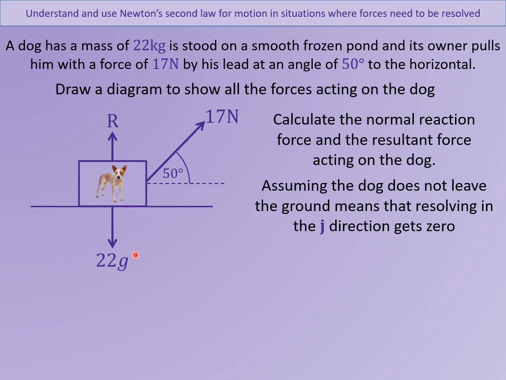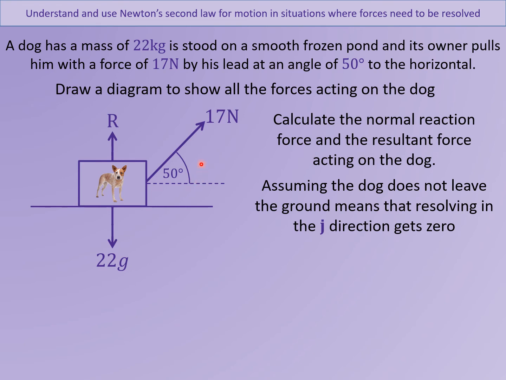Now, it's quite common for people to make the mistake of thinking that R is always the same as the weight, because it looks like it's just opposite to it, doesn't it? 22g pushing down, 22g pulling up. That would normally be correct if there weren't other forces acting on it. Because this force is acting on it, we just have to think what's happening here.